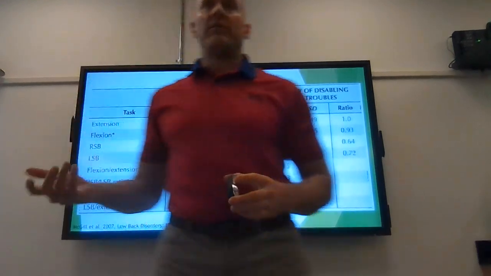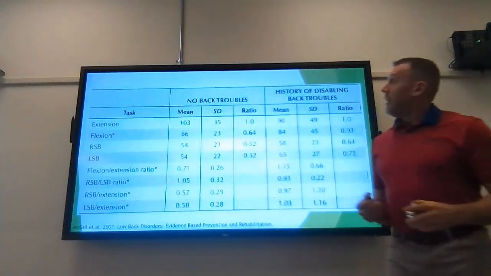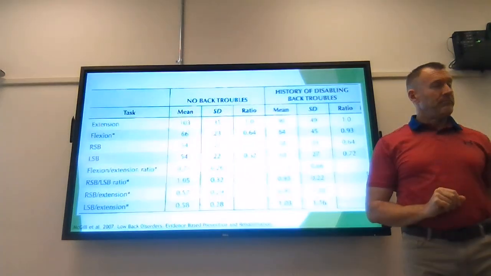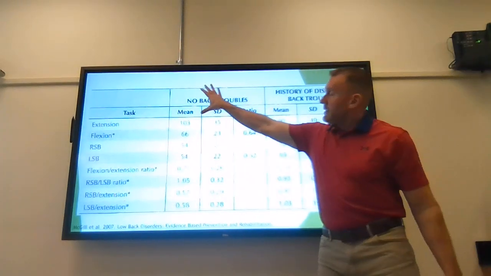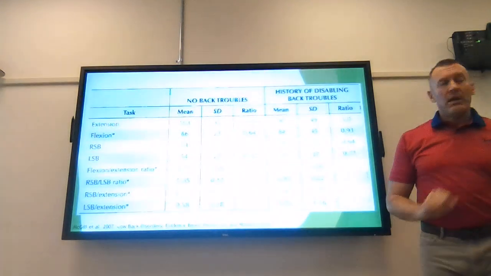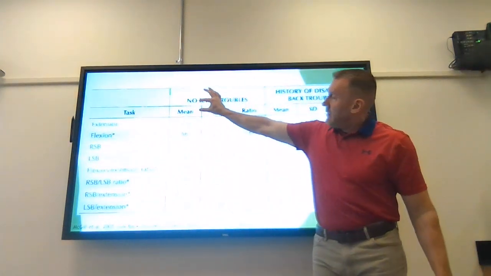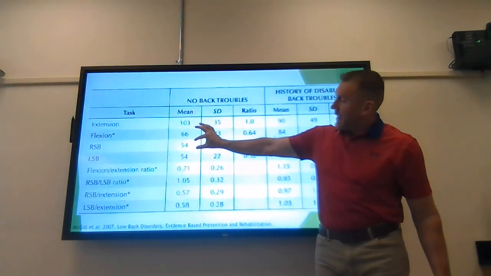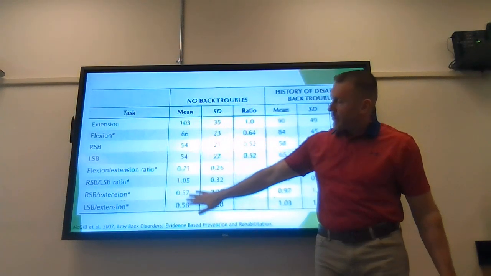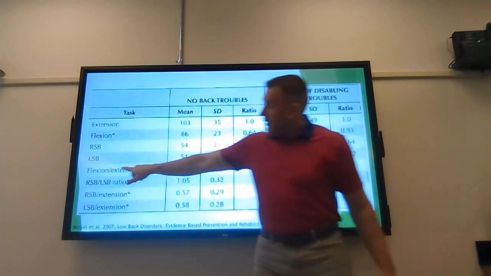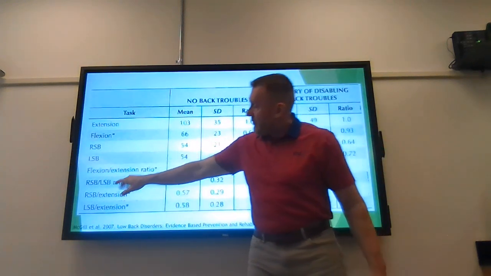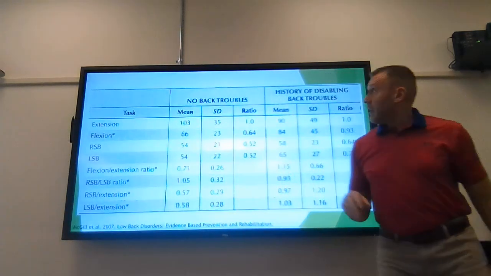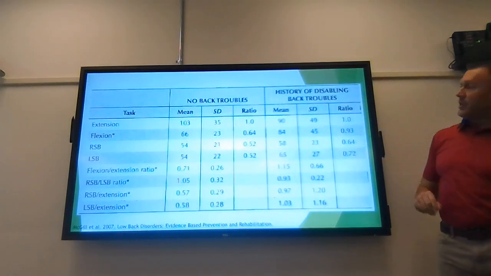So this is again from McGill's textbook. History of disabling back troubles. Over here is no back troubles. So we look at the mean extension, flexion, right side bridge, left side bridge, and then we look at these ratios. Flexion to extension, right side bridge to left side bridge, and so on. Okay, now take a look. History of disabling back troubles.